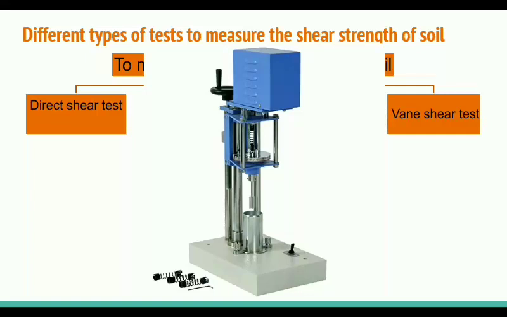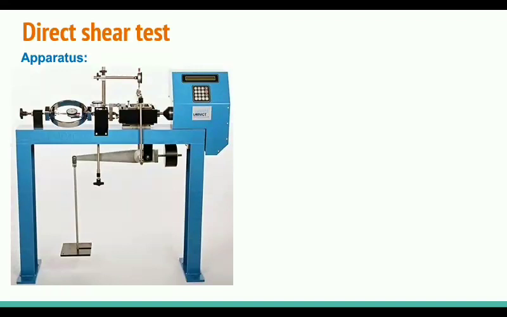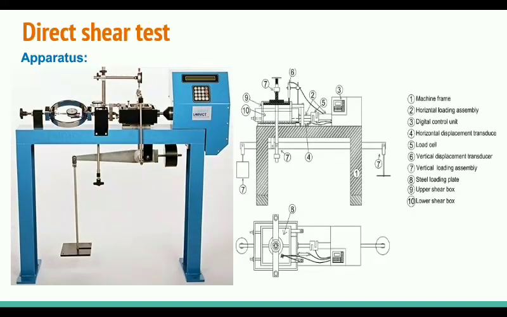So let's start with the direct shear test. A direct shear test apparatus, which is mentioned in the figure. It has many components, so you can understand by the line diagram. Some of the components are very important, like the proving ring. By taking the dial gauge reading in the proving ring, you can calculate the shear load which is applied on the soil sample.